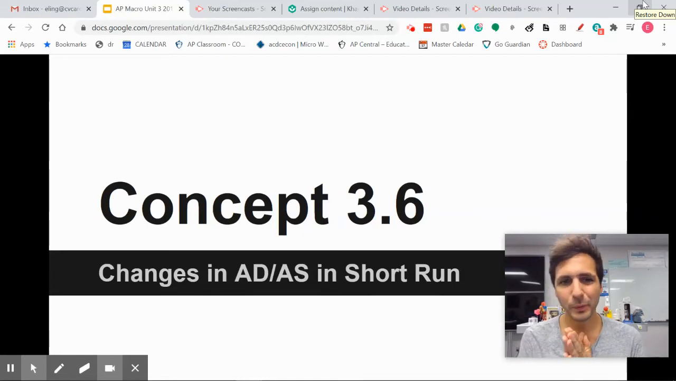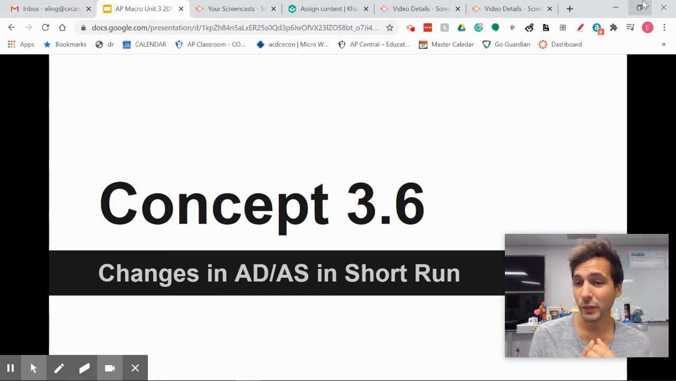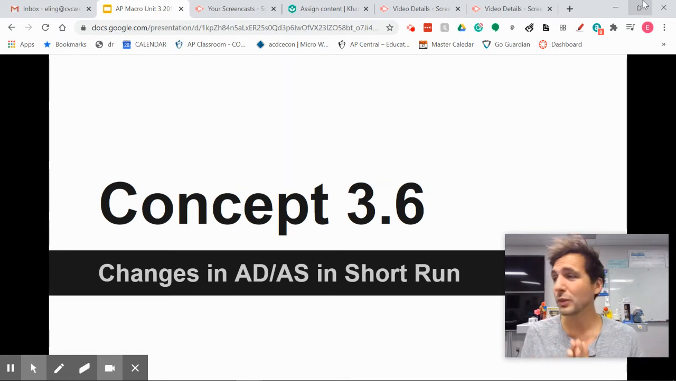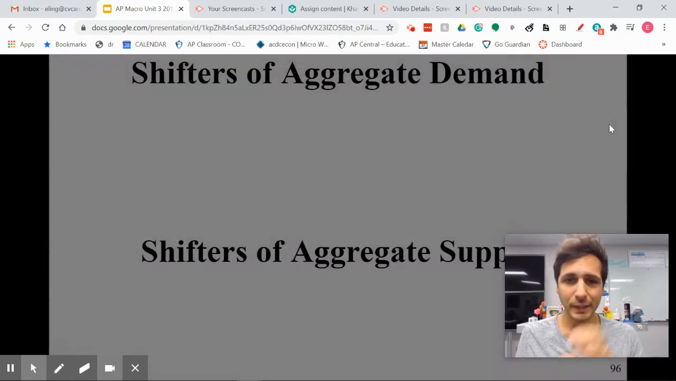Okay, welcome to Concept 3.6. This is just putting all of the things we already know together and showing the shifters impacting GDP and price level in the short run. You already know the four shifters of aggregate demand. You already know the three shifters of aggregate supply. This is just applying those to show how they create recessionary and inflationary gaps. So let's get into it.